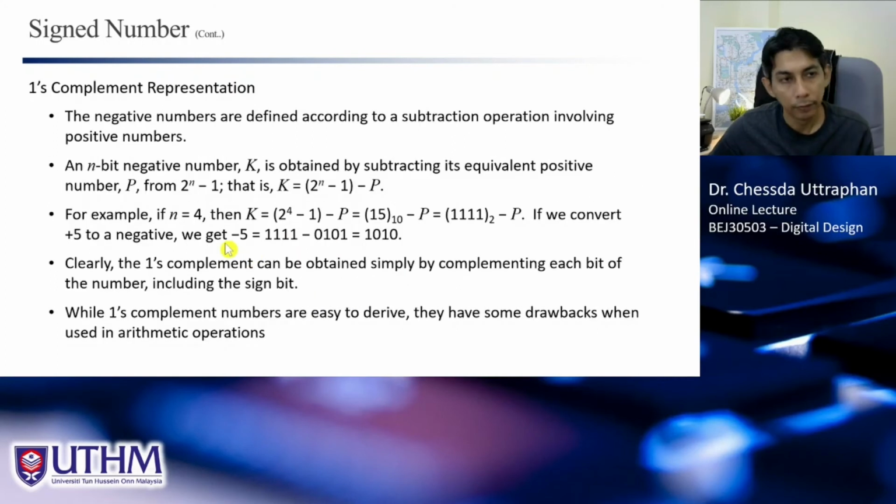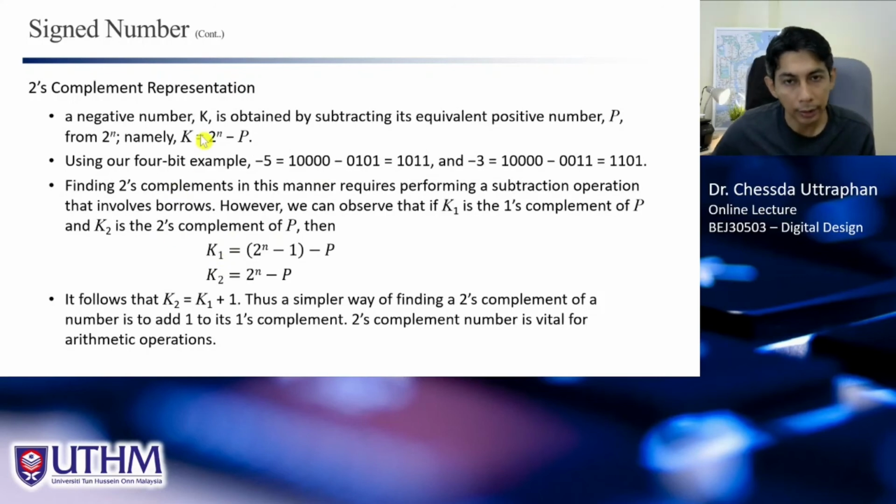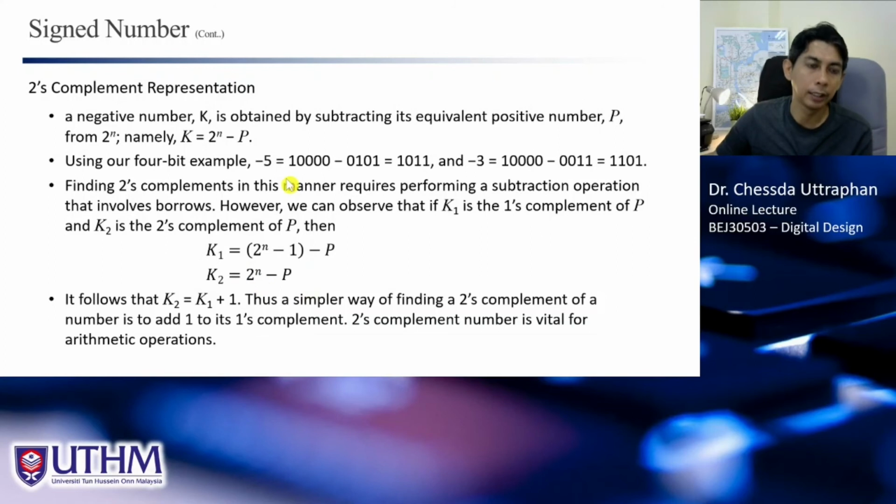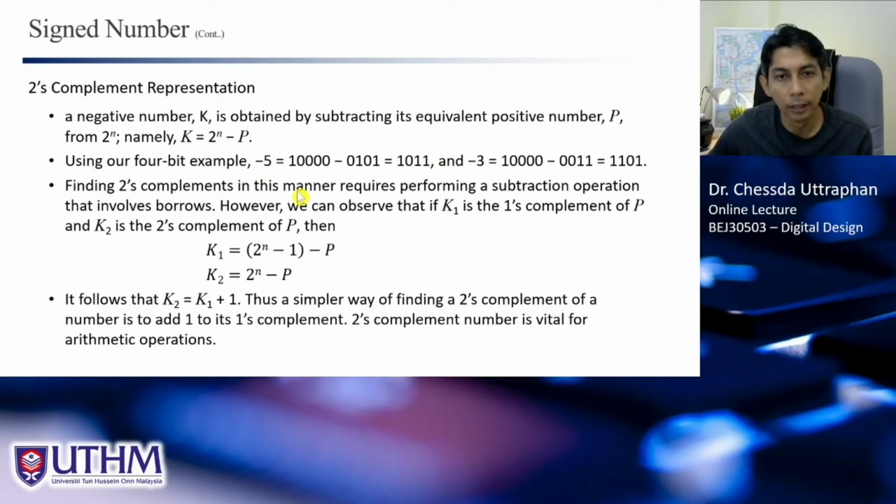That is first complement. What about second complement? Second complement is a modification of first complement. For example, using the same value, to get second complement for number 5 or minus 5, it is 2 to the power of n, which is 16. This is 16 in binary, and we subtract number 5, and we have 1 0 1 1, and this is actually the second complement representation of minus 5.